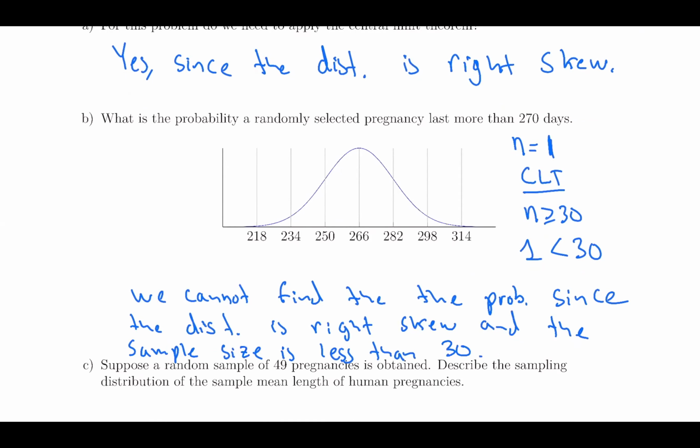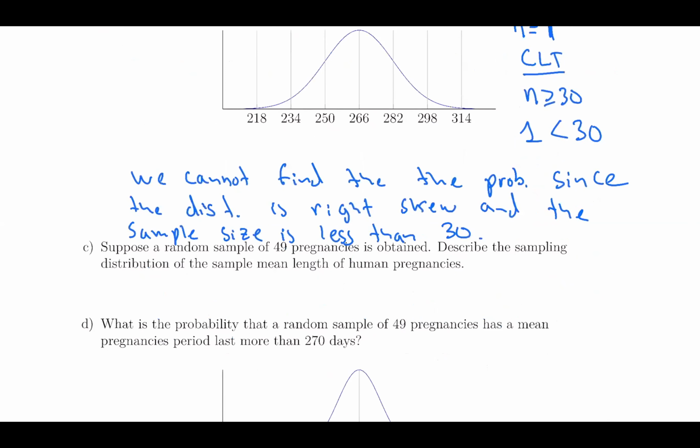All right, so for this one, we'll say we cannot find the probability since the distribution is right skew and the sample size is less than 30. All right, and that's it for B. So we cannot find the probability because the data set is right skew and because the sample size is 1. So let's do C.